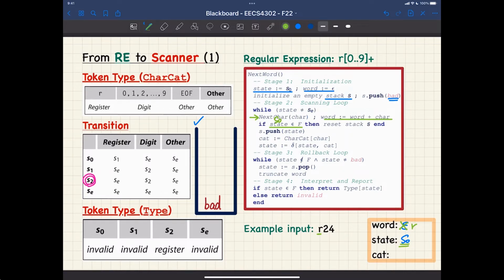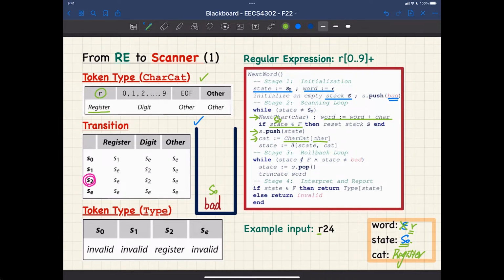We're going to push the state onto the stack, which will be S0. And what about the category? We're going to look up the table. Go to the category table, which is over here, given the index, which is the character R. According to it, R is the category of register, so that's why we put the category as register. So far so good.